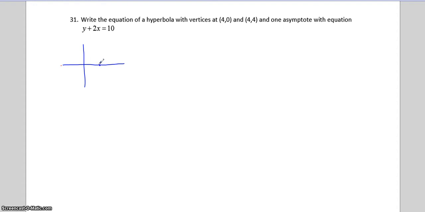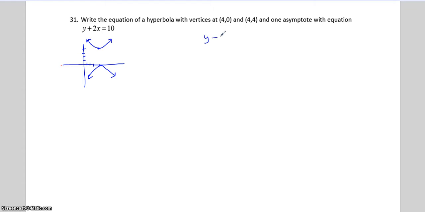4, 0 is the one vertex. And 4, 4 would be kind of up here. So right away we know this thing has to kind of look like this. Right? We don't know exactly what the asymptotes are. We have an equation of one, but we know it's going to be a north-south hyperbola. So I'm going to go ahead and write.